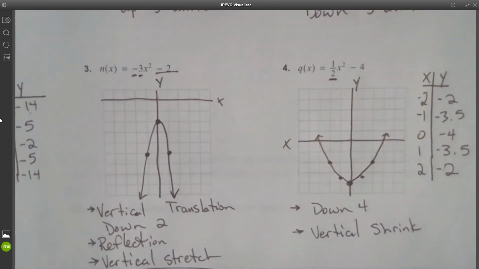All right, next check out part 2 and learn how to find the zeros of these parabolas.